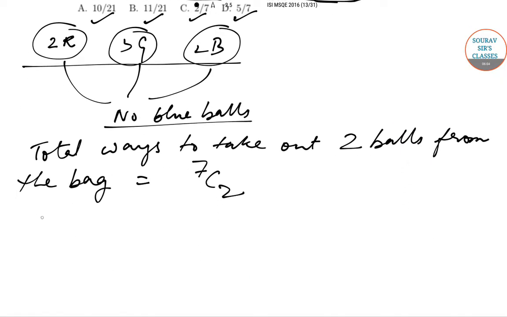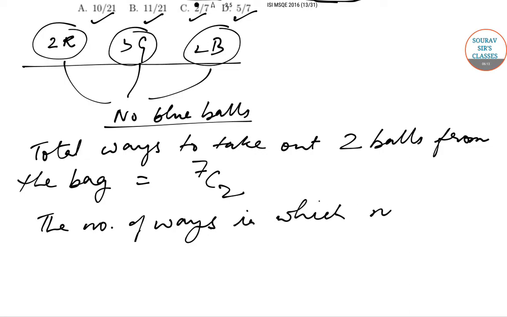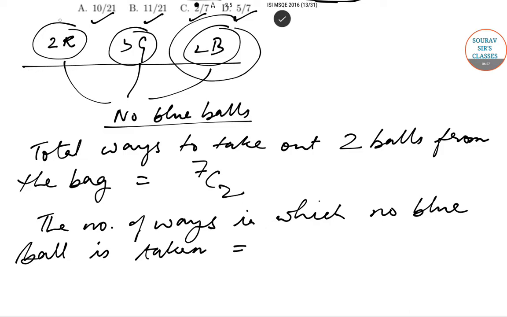Now the number of ways in which no blue ball is taken is equal to, that means we have to keep aside those two blue balls, and out of the remaining 5 balls we have to select the 2 balls. So there will be 2 plus 3, there are 5 balls. From 5 balls we have to take out 2 balls, so that will be 5C2.